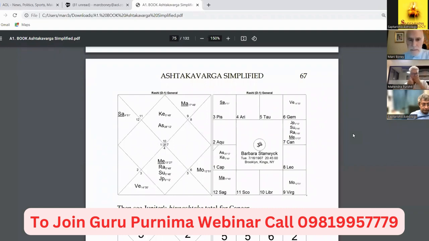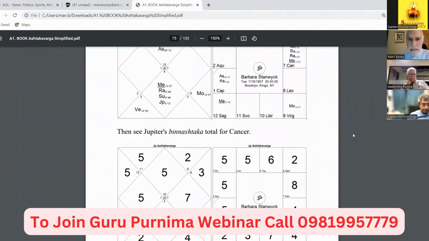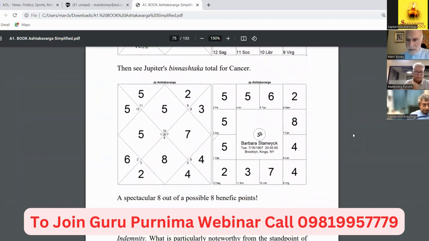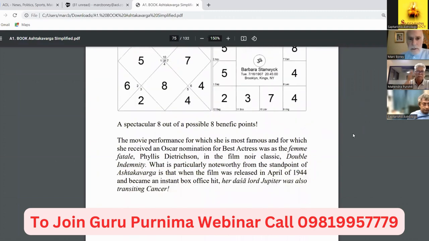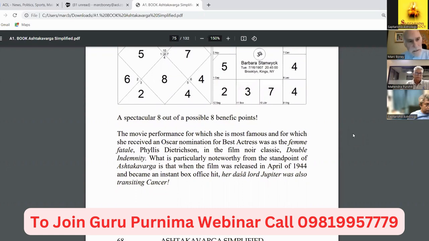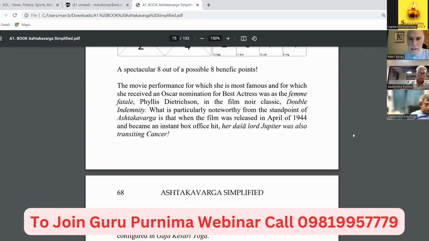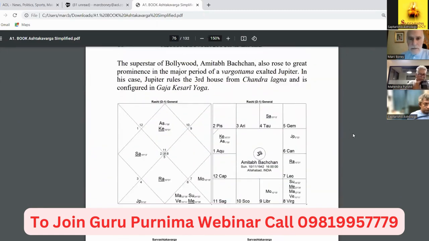She was winning Academy Awards or being nominated for Academy Awards for Best Actress. But then see the individual point total for Jupiter in Cancer. It's at its highest point, 8 out of 8. Also, one of the performances that she's most known for was this film noir called Double Indemnity, which was released in April of 1944. If you look at the transit of the Dasha Lord Jupiter at that time, you could see that it was also transiting Cancer. So this is the kind of confluence between, first of all, static potentials, those static potentials being activated in the dasha system, and then highly supportive transits that then produce events, and in this case the most dramatic events of having this huge success in terms of a movie.